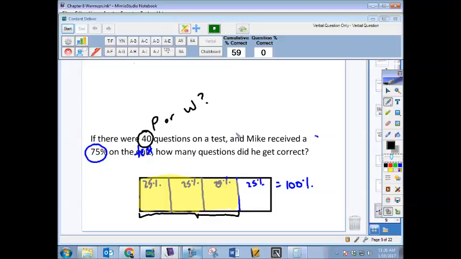Yeah. 40 of them. In order to get 100%, you have to get all of them correct, right? So a 40 out of 40. Now, Mike obviously didn't get 100%. So that should have told you right away that this has to be the whole, right? So let's think about this. What did he do to this? What is happening with this 75% of them?